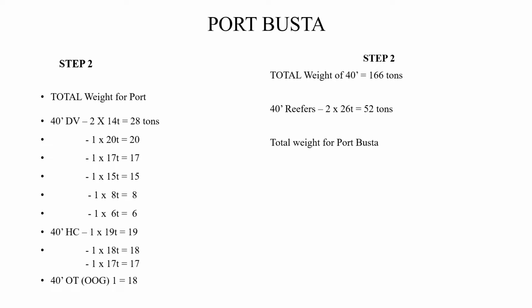Now, after we complete the weight calculation, we are aware that the stack limit below deck is 50 tons. There are 5 stacks below deck. We realize that it can hold 250 tons. So we need to look at the total weight, which is 125 for 20 foot, 166 for 40 foot, and 52 for the 2 reefers. We get 343 tons. We know now definitely that all of these containers for port BUSTA cannot be loaded below deck.